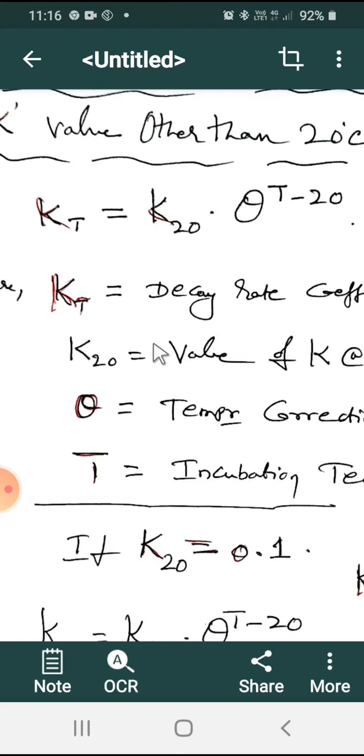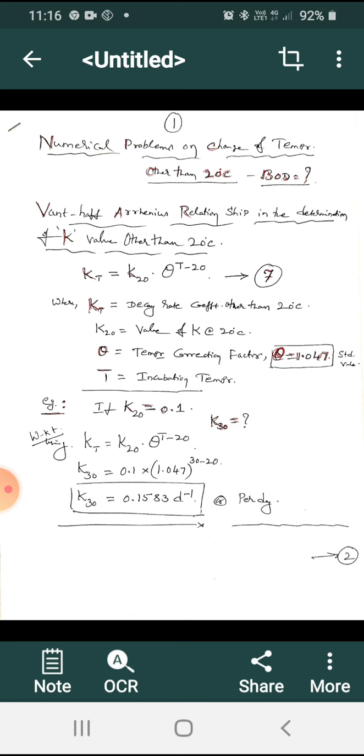Here an example is also given on how to determine K at a different temperature. For example, K30, that is T = 30. Then you go on substituting, and you will get K30 as this much. This K rate is always expressed in terms of day inverse, or per day.